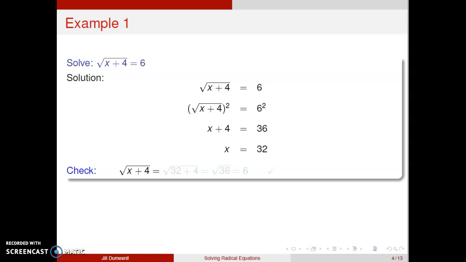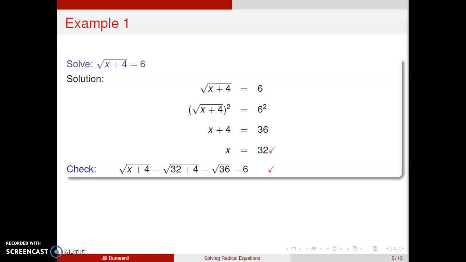Square root of x plus 4, we substitute 32 for x, get square root of 36, which equals 6, and this checks in the original equation. Therefore, x equals 32 is the solution.